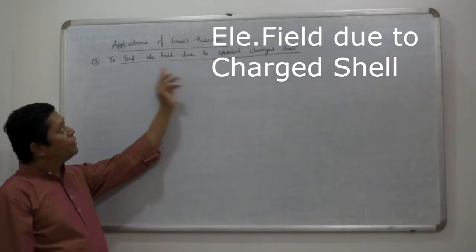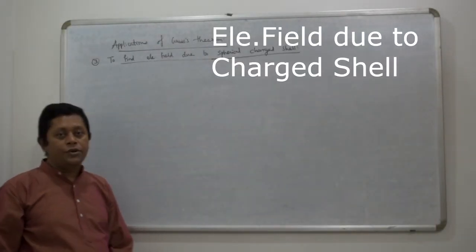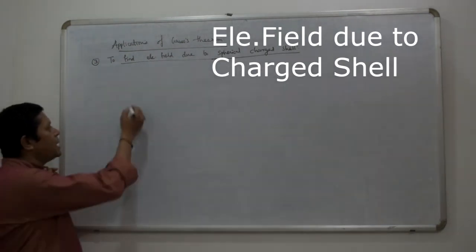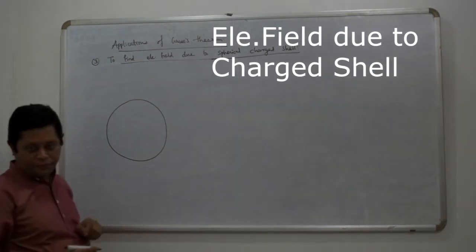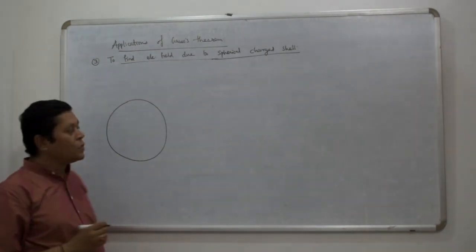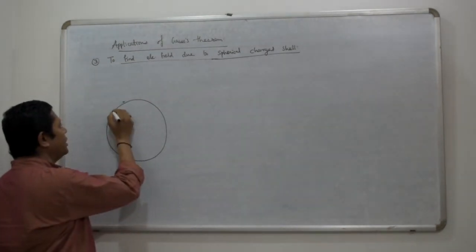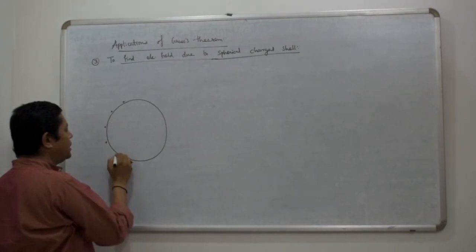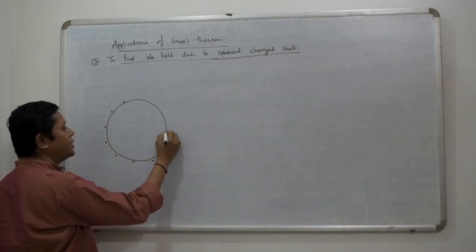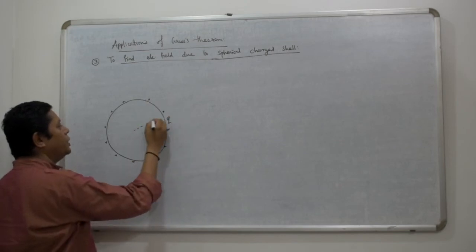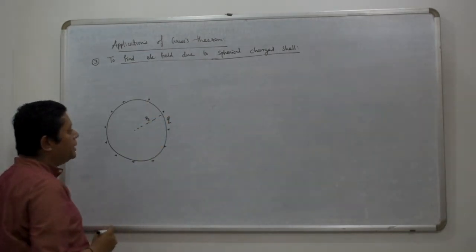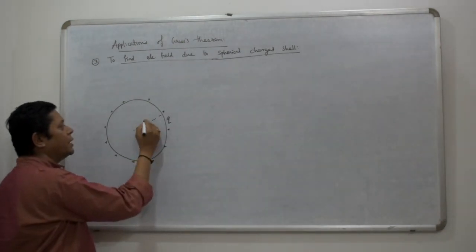Third application is to find electric field due to a spherical charge shell. Let us consider the spherical charge shell. A charge shell is a hollow sphere. On this hollow sphere, let's take charge Q, distributed uniformly. Charge Q is distributed on this hollow sphere of radius, let's say, represented with the symbol capital R.